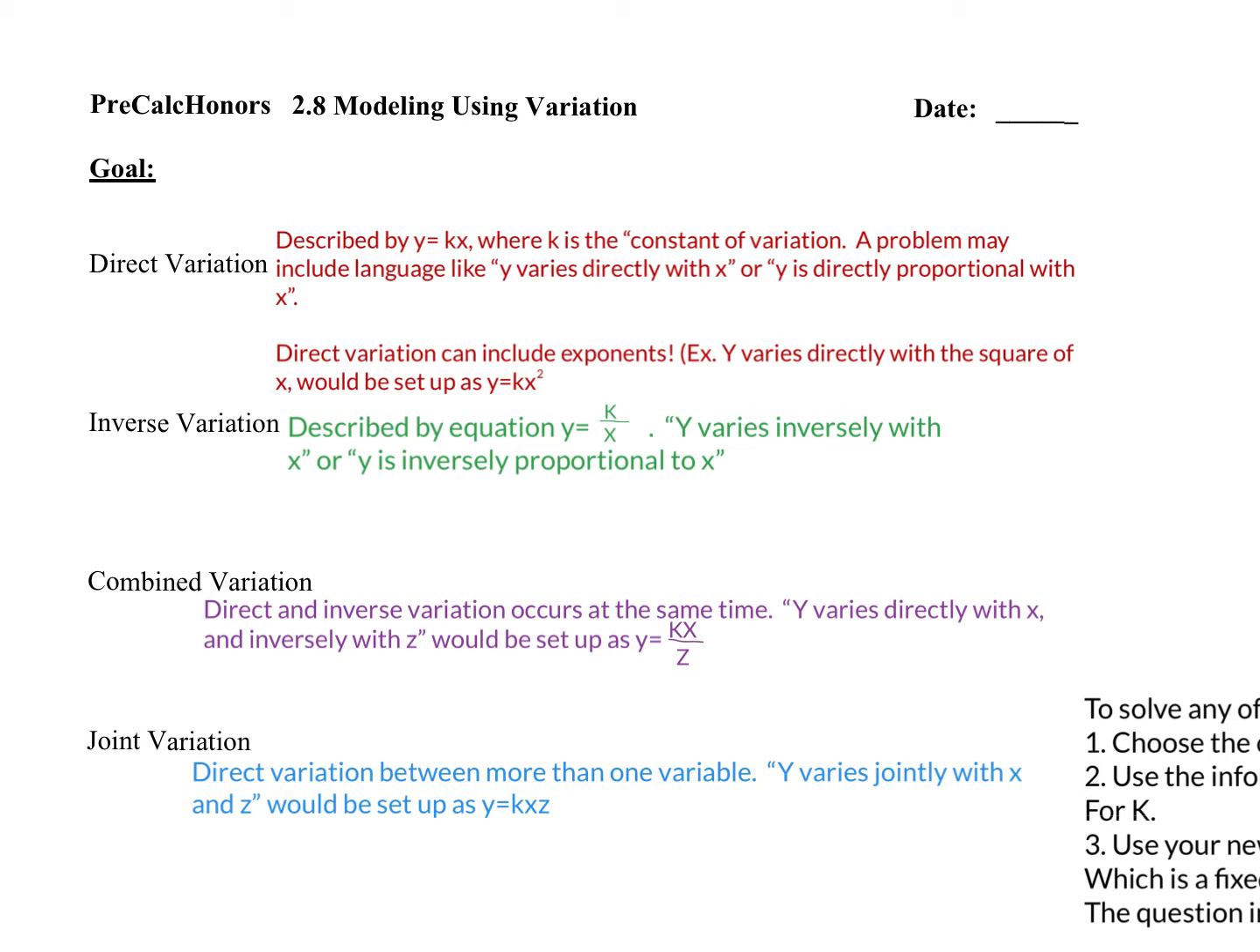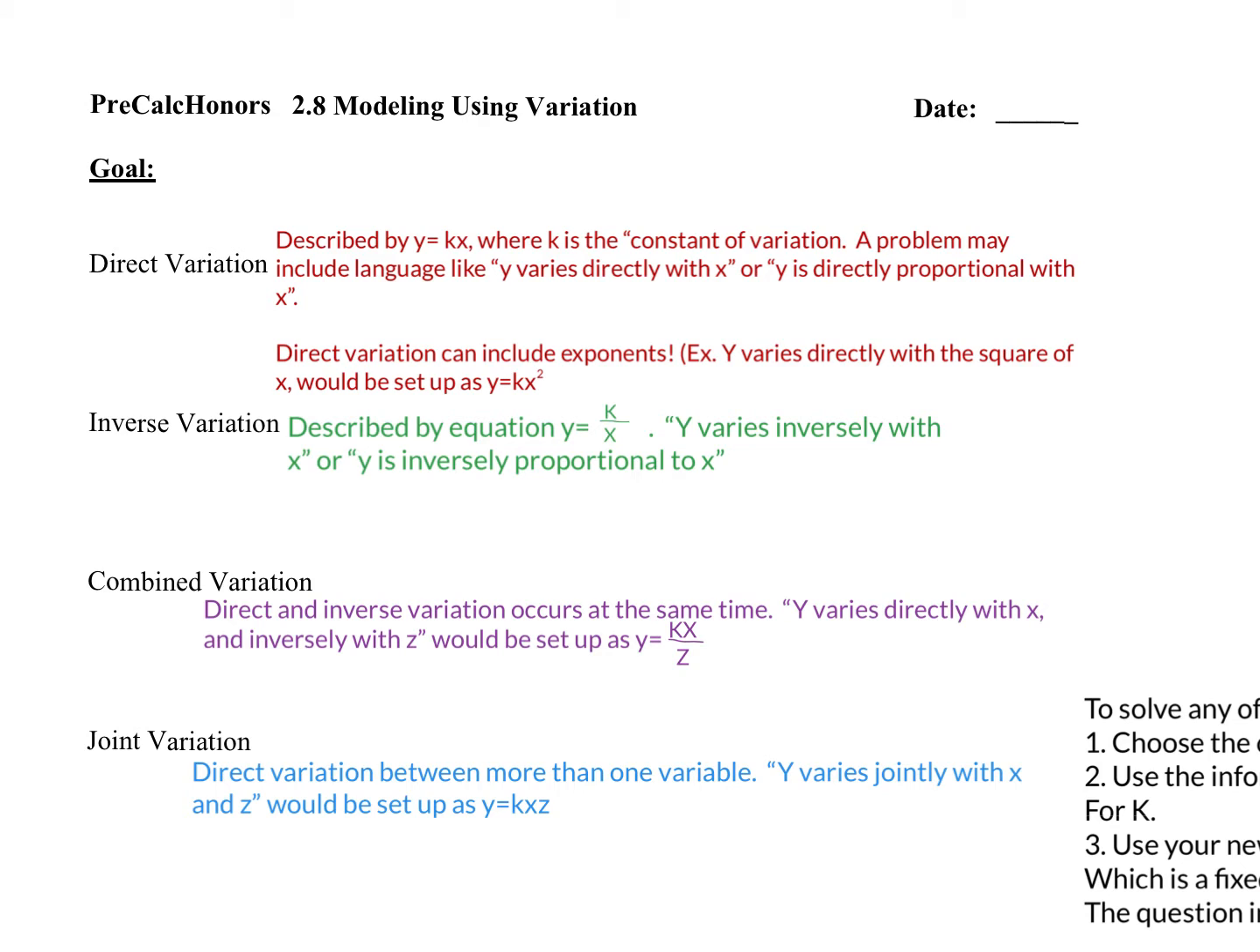Combined variation is basically direct and inverse variation occurring at the same time. Basically, we multiply by one variable and divide by the other. And then finally, we have joint variation, where we are directly varying with 2 variables. You can see our formula there is y equals some constant k times x and another variable z.